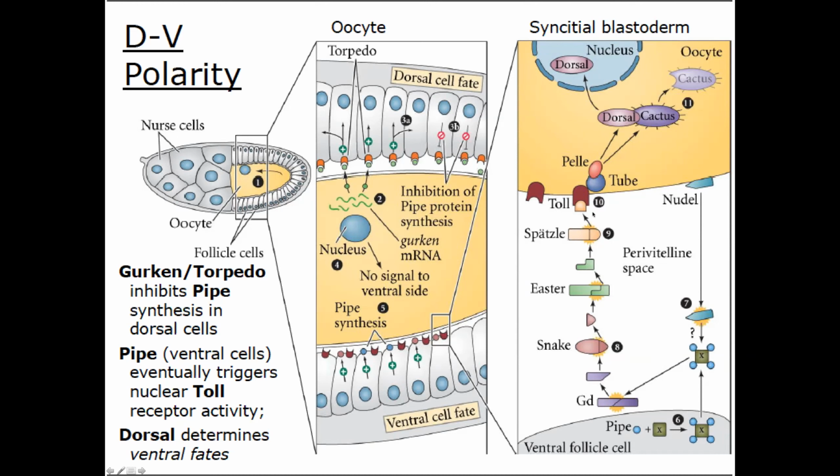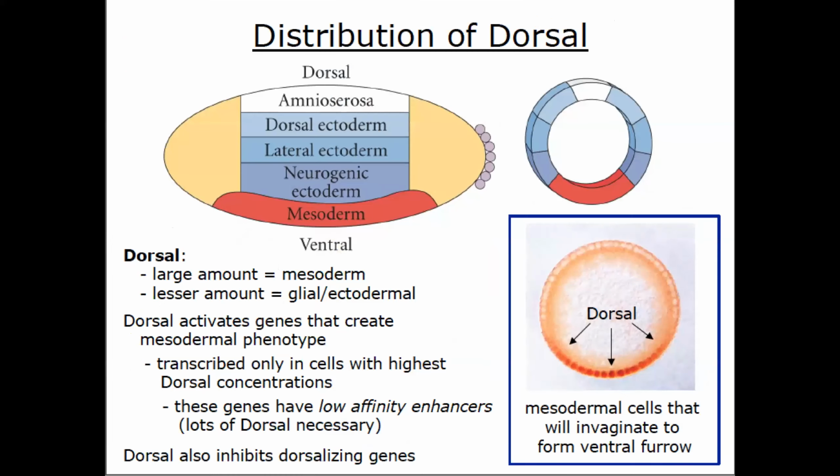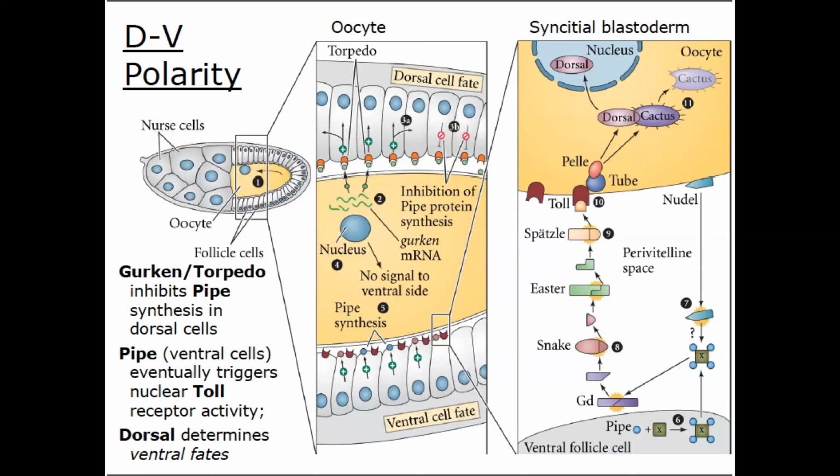Now, once Toll signaling is active, it will result in degradation of Cactus, and Dorsal will now be free to go into the nucleus and activate the transcription of genes, which are now going to be defining the ventral fate of the embryo. Is that clear? Does that make sense? Yes. Okay, great.